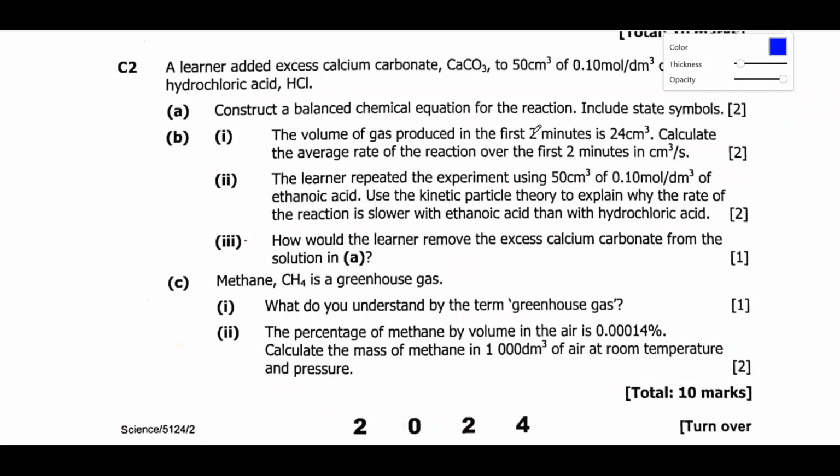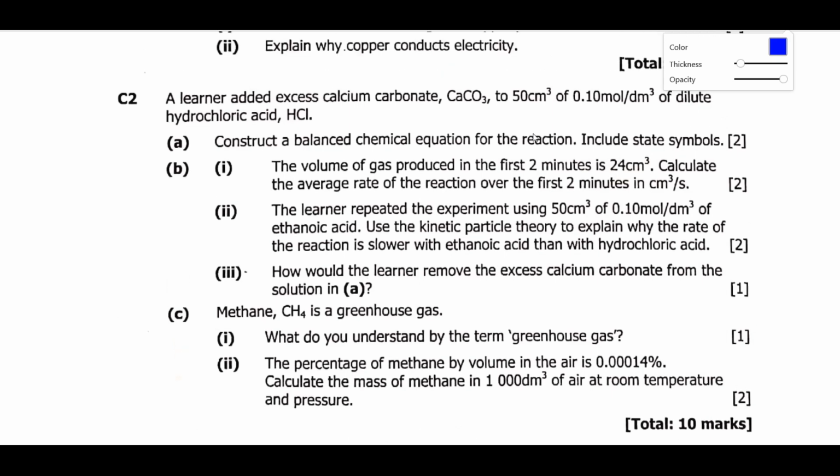Welcome my people. So this video will just focus on question number 2 from section C of science paper 2 for the 2024 GCE. So this is the chemistry, and the question reads: Elena added excess calcium carbonate.